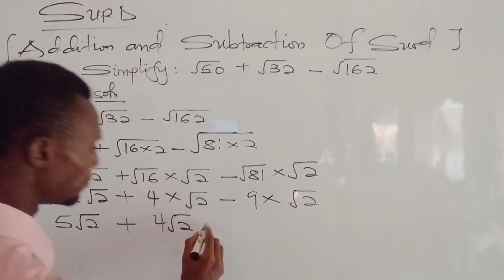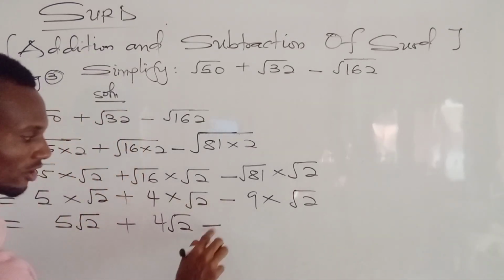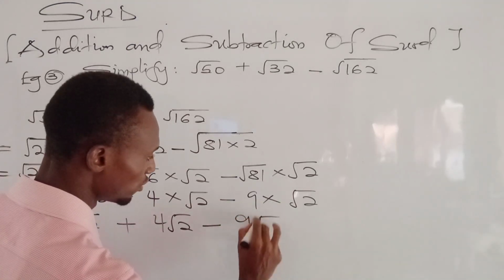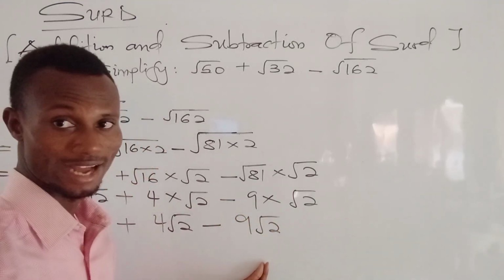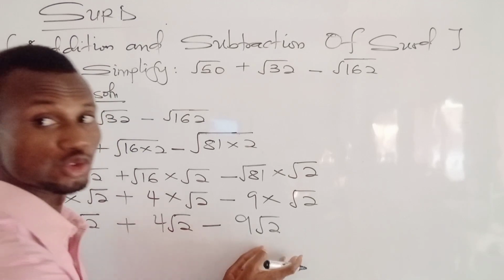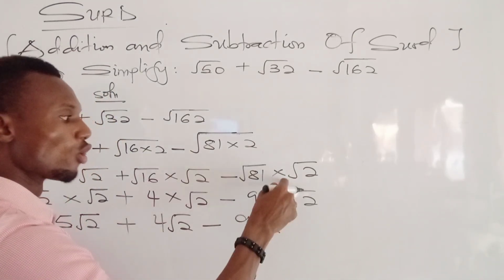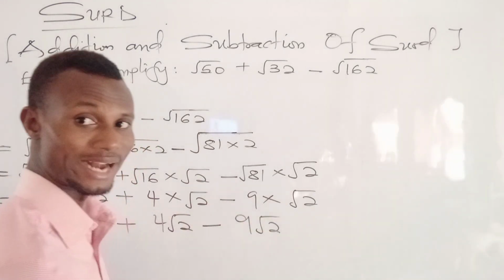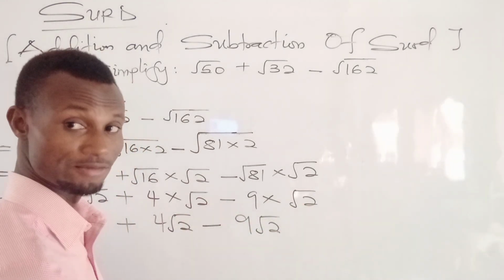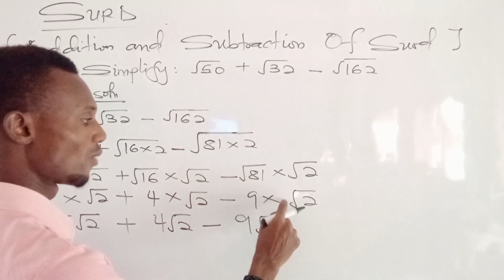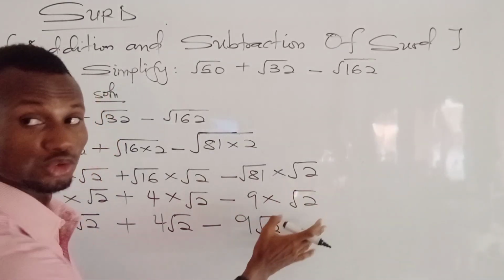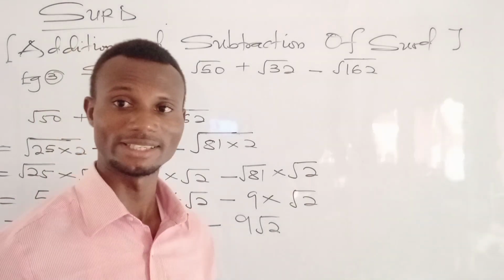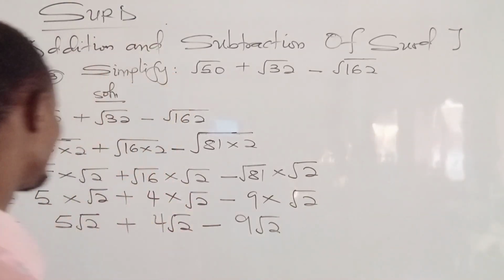Now minus, because you bring your minus sign, which is here, 9 times root 2 will give 9 root 2. I hope by now you understand why we are getting the 9 root 2, because the 9 multiplies the coefficient of this root 2, which is 1. If there's no specified number there, it means the coefficient is 1. So 9 times the 1, 9. So 9 root 2. You bring your minus, which is here. I hope the explanation is clear enough. Let's go ahead and simplify further.